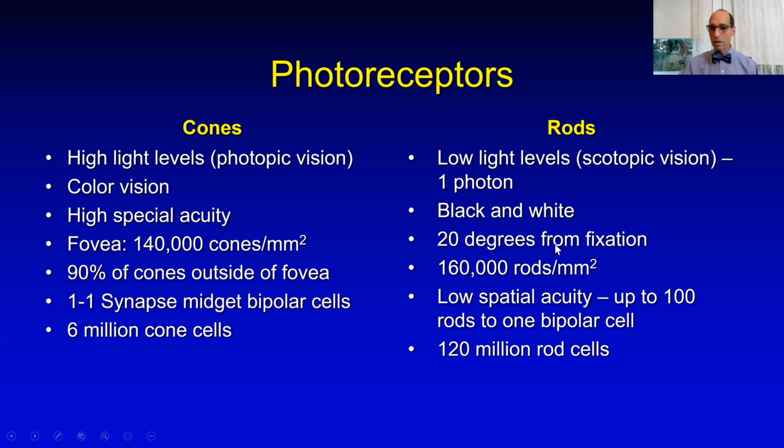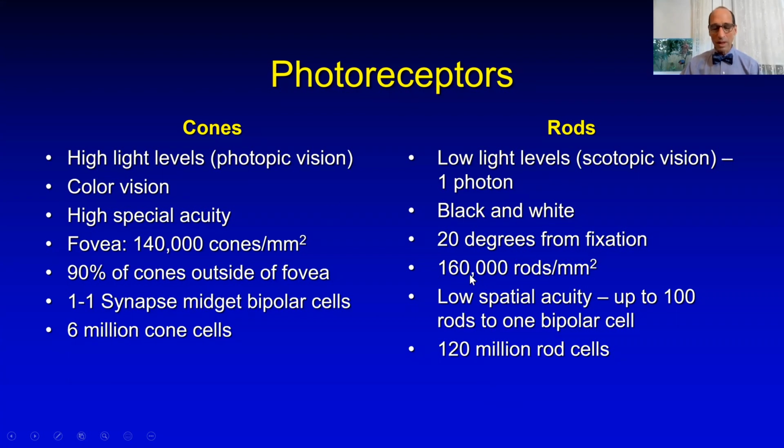There's 160,000 rods per millimeter squared in the macula area. And again, there's low spatial acuity. You can have up to 100 rods to one bipolar cell. And the receptive fields can, I believe, in the periphery be even thousands of rods to one ganglion cell. And there's 120 million rods. So that's rods and cones.